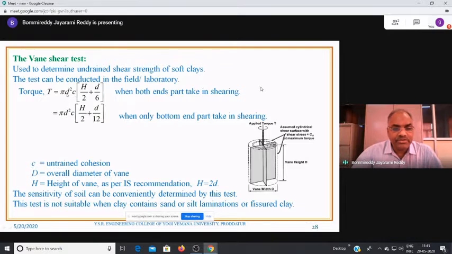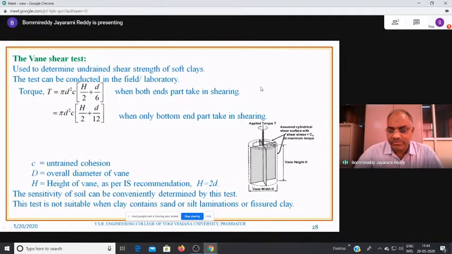Here d means D is the diameter of the vane. You can write either capital D or small d. Pi d square into cohesion, into H by 2 plus D by 6. This is the formula you need to remember, because there is no derivation for this. And this is the equation when both ends take part in shearing.